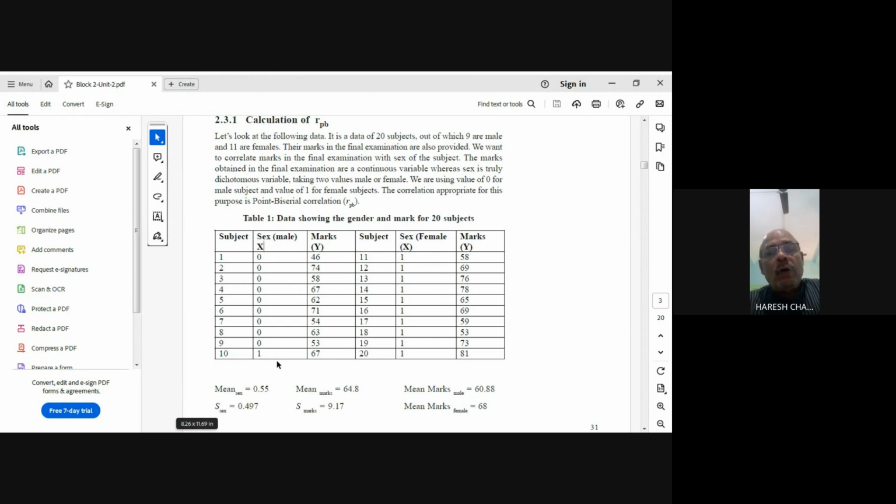That is your choice. You can also give male as 0 or female as 0, but since the number is 9 and 11, it is 0.